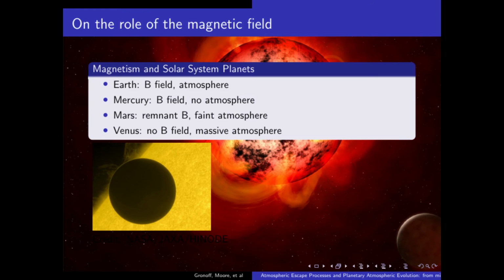Now that we have been speaking about the escape processes and the activity of the star and its evolution with time, let's speak about the role of the magnetic field. As seen before, we have a problem with the magnetic field, because a lot of people are saying that it will just shield the planet against escape to space. If a magnetic field were really shielding a planet, a planet without a magnetic field should not have any atmosphere.